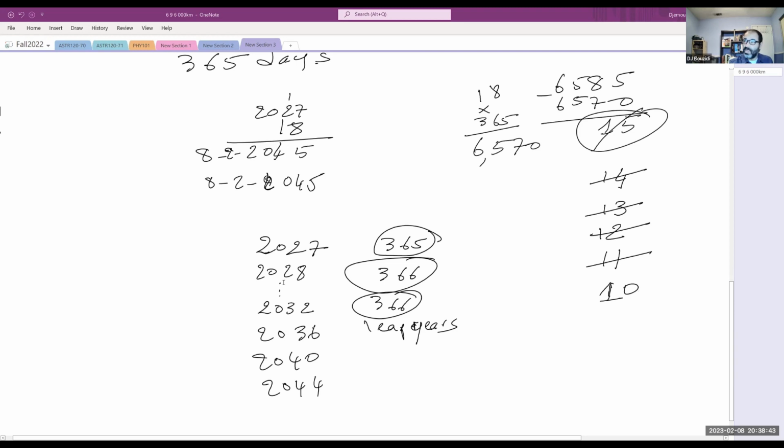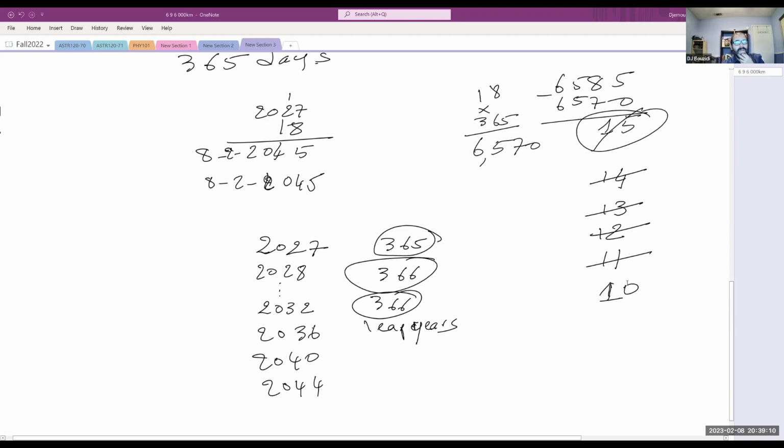The leap year is 2028, but the regular years are 2029, 2030, 2031. 2032 is a leap year. 2033 is not. 2034 is not. 2035 is not. 2036 is, and so on and so forth.